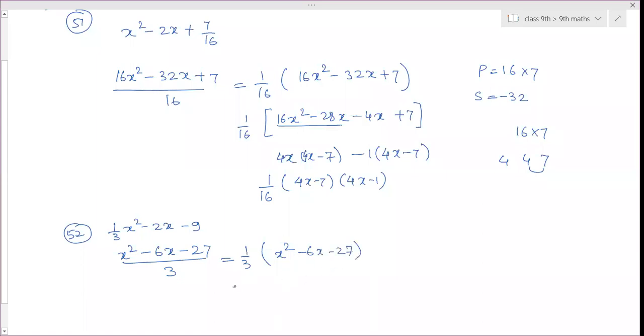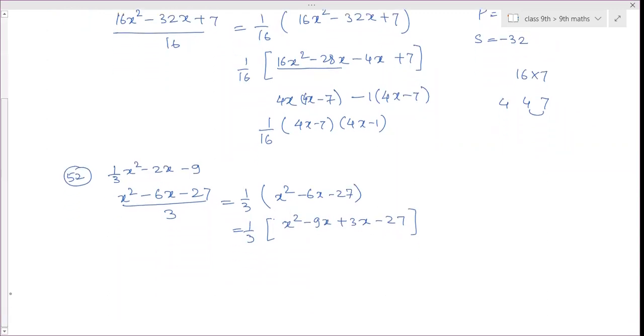27 is 9 threes, so 1 by 3 x square minus 9x plus 3x minus 27. 1 by 3 x into bracket x minus 9 plus 3 into bracket x minus 9. So it is x minus 9 into x plus 3. Outside 1 by 3.